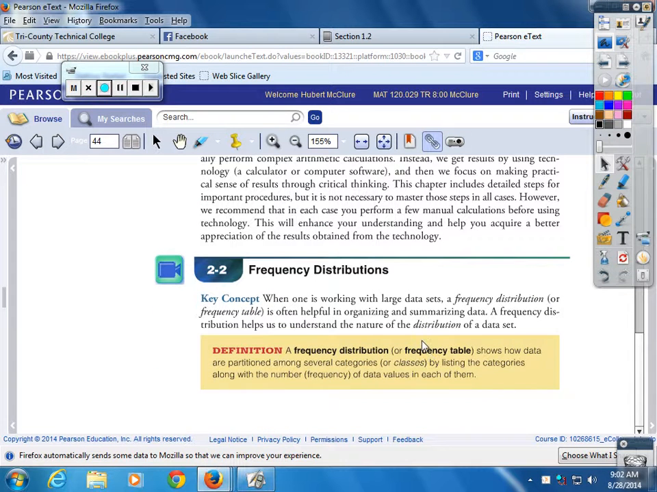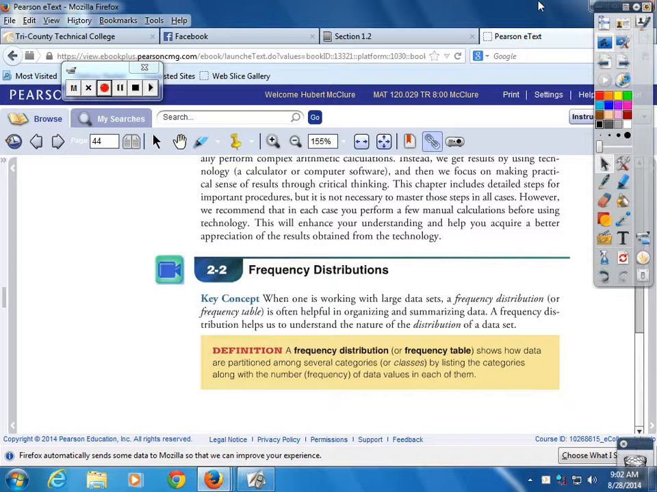Frequency distributions. Now, this is where we get into the high society of probability. A frequency distribution. If I asked you what a frequency distribution is, half of you would go, ooh. But if I asked you what a chart is, you would go, oh yeah, I know what a chart is. A frequency distribution is nothing but a chart. All right?